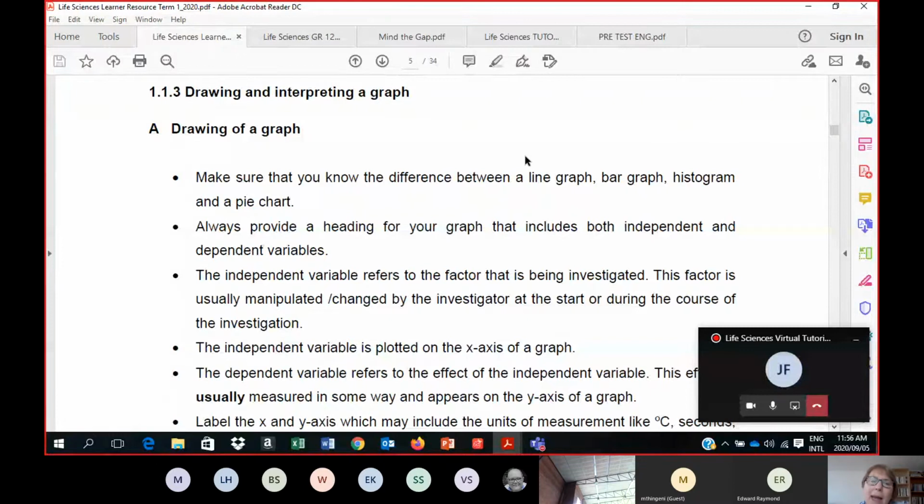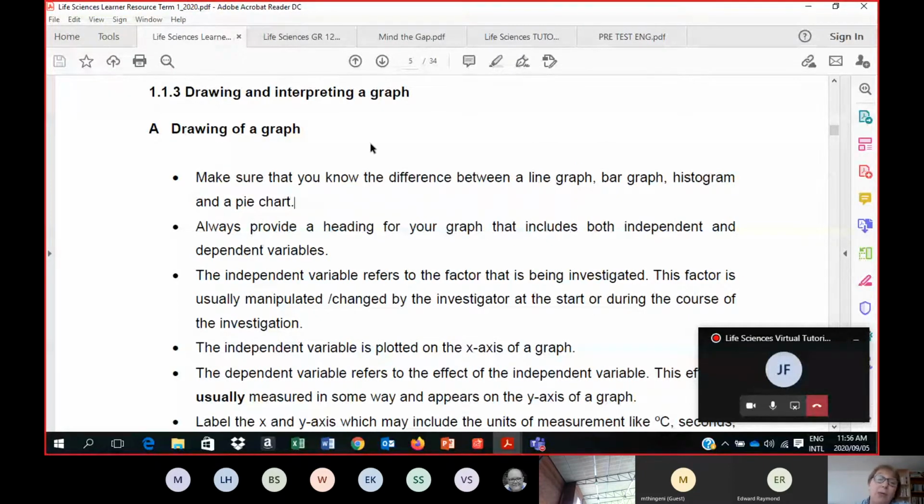Now, nearly every question paper that I've seen, at some point you need to draw a graph. And this is a skill that you've probably learned already in grade 8. So every year in life sciences, the learners are expected to draw a graph. And remember, you get different types of graphs. You've got a line graph, a bar graph over here, a histogram, and a pie chart.